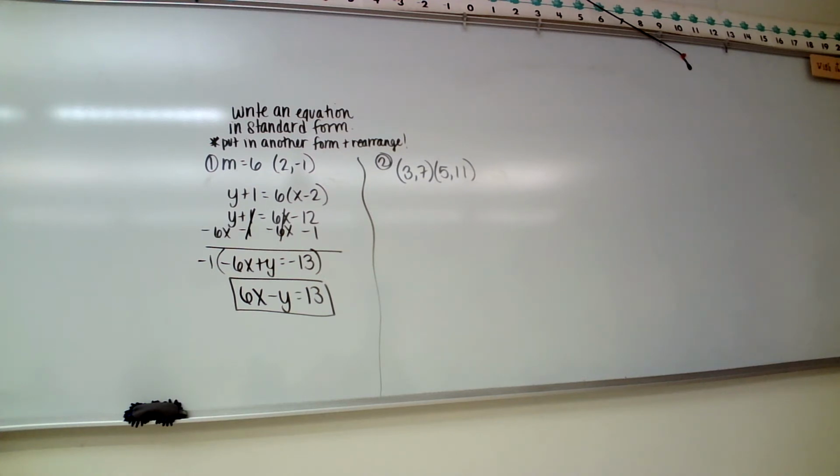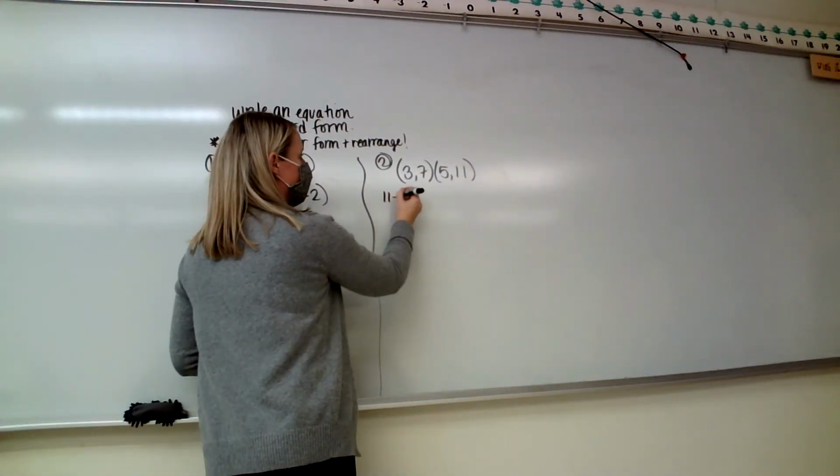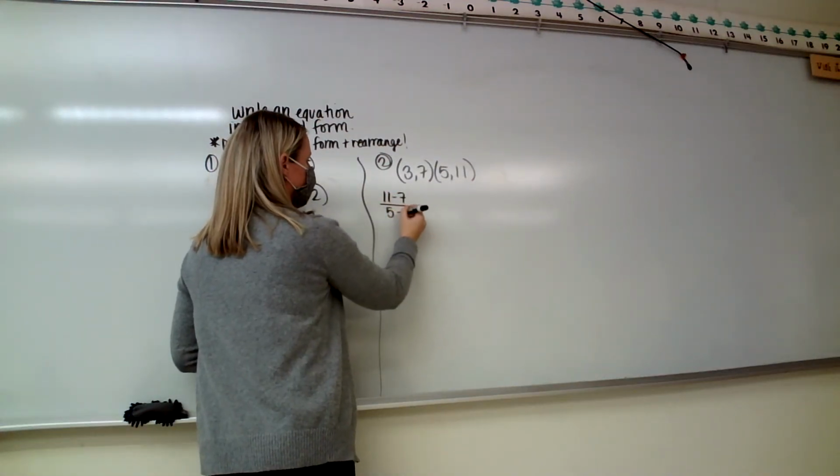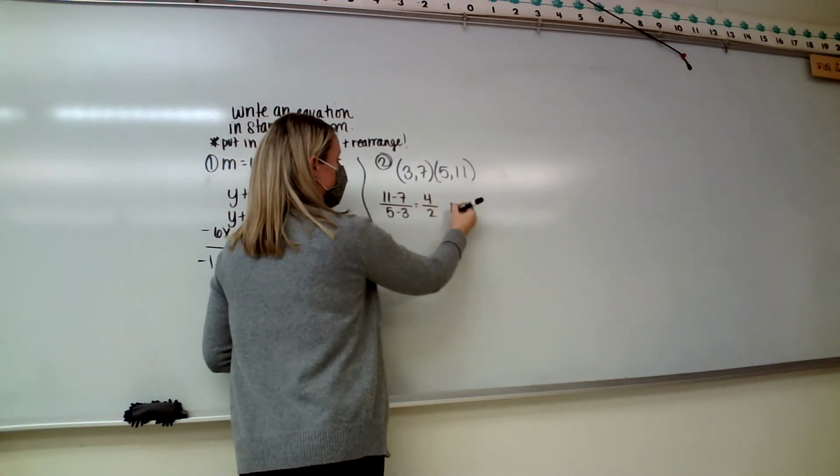All right, let's see how we did. Does anyone have any questions before we start to go over it? Okay. So first thing you need to do, no matter what, you're going to have to find the slope. So find your slope first. Slope formula, 11 minus 7 over 5 minus 3. That gives me 4 over 2, for a slope of 2.